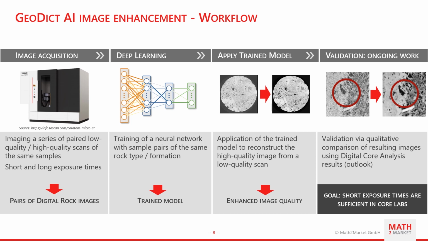And of course, we cannot only do this with samples that were in the training data set, but if we want to do a lot of scans of similar samples, for example in a core lab, we can apply the AI that we trained on the first few pairs of samples to all the other samples in our series, and save a lot of time in our CT lab.